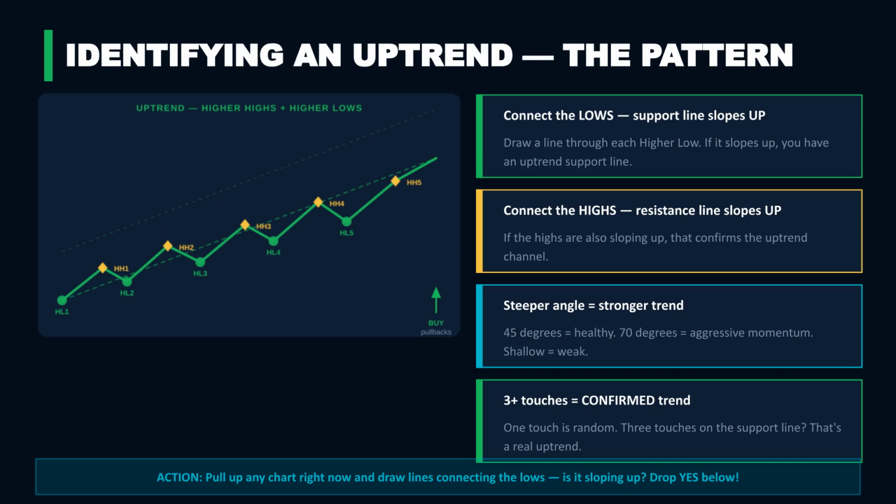Second, find the high points where price got rejected. Draw a line connecting them. If this line is also sloping higher, that's confirmation. The steeper the angle of these lines, the stronger the uptrend. In my trading room, this is literally how we identify uptrends. We draw these two lines. We see if they're both sloping higher. If they are, we're looking for long opportunities.